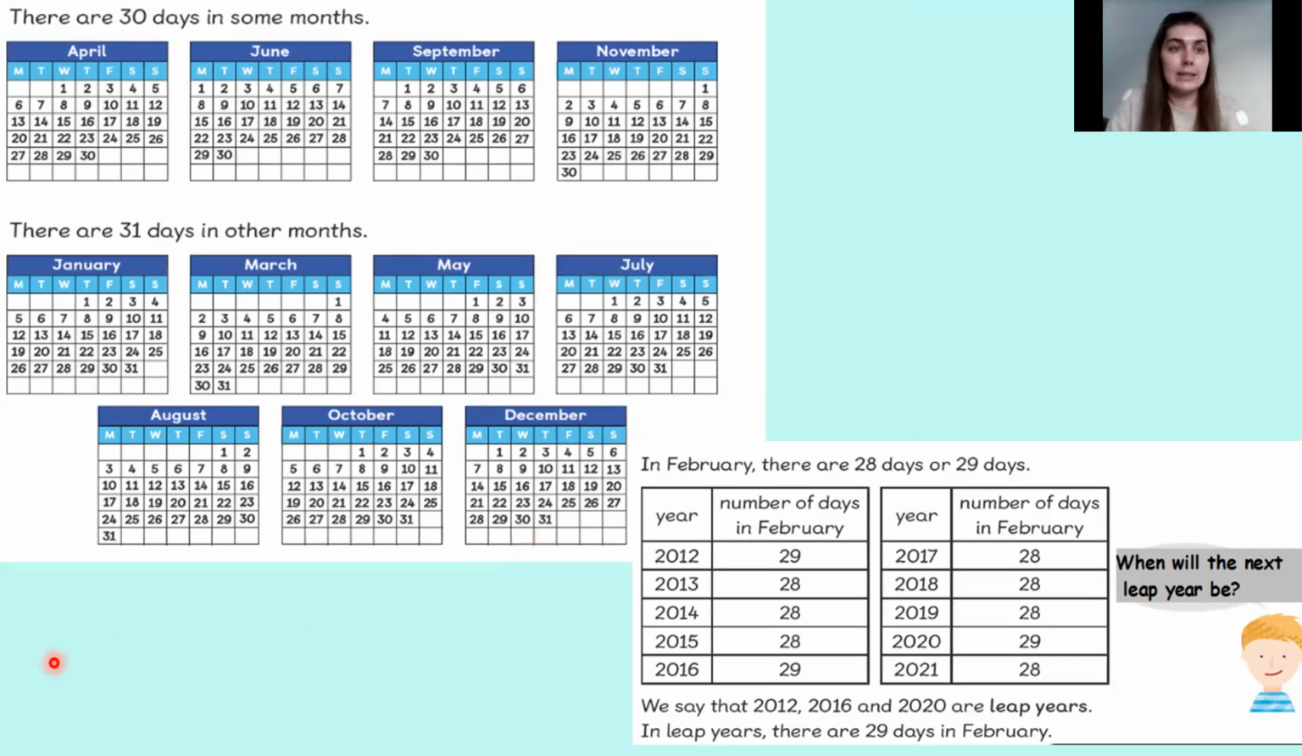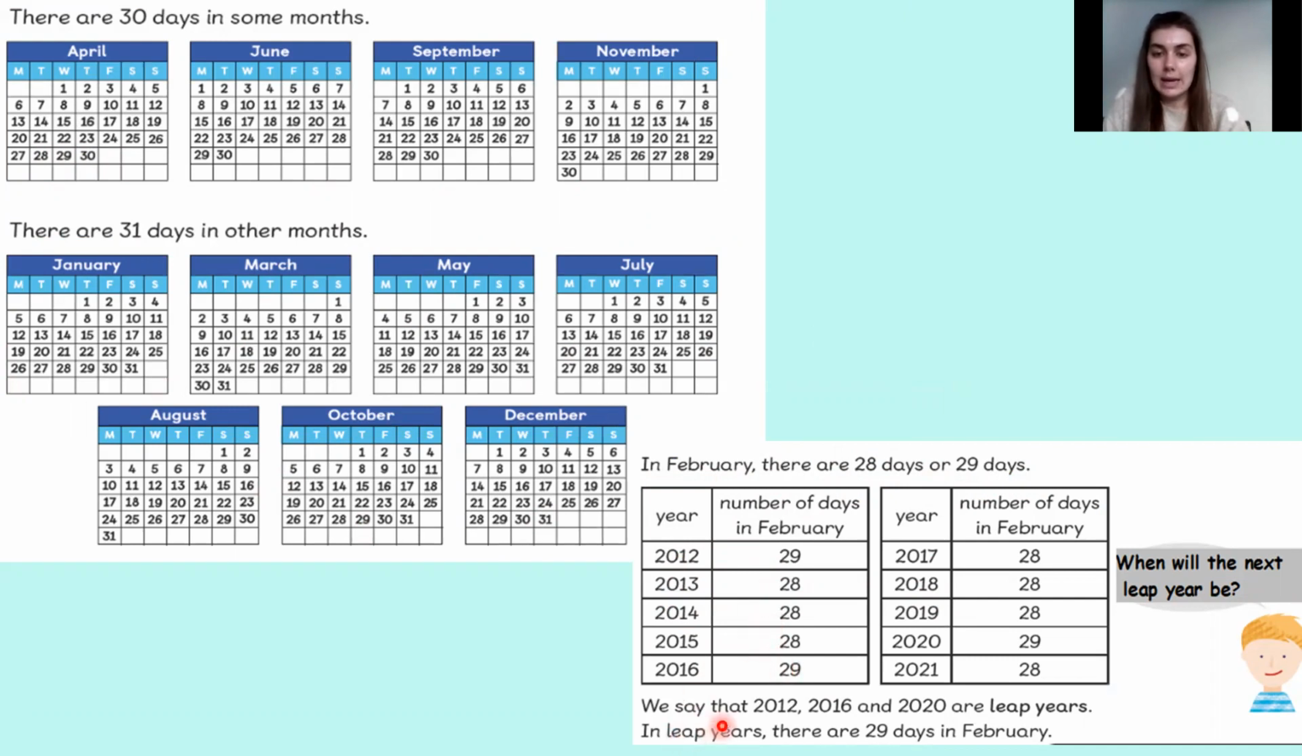Now we're going to have a practice together. The calendar looks a little bit differently. It's been broken down into the months that have 30 days and the months that have 31. And then we've got the table over here, which tells us a bit more about February. And it says in February, there are either 28 or 29 days.